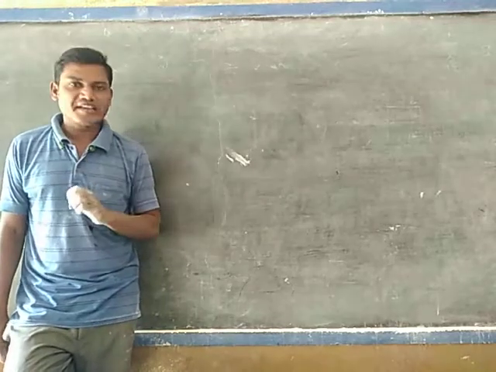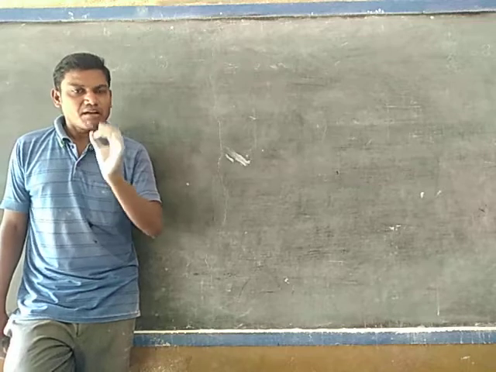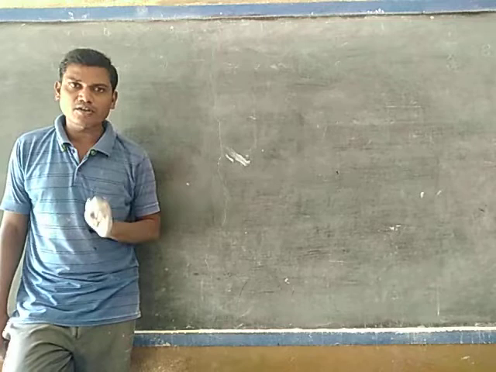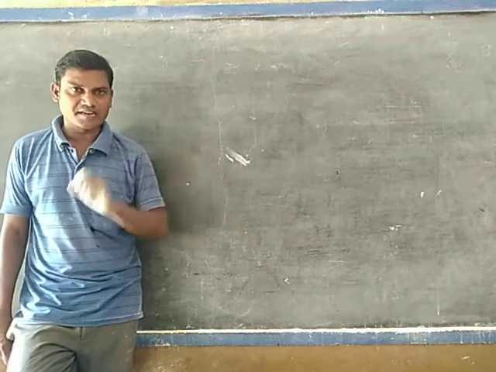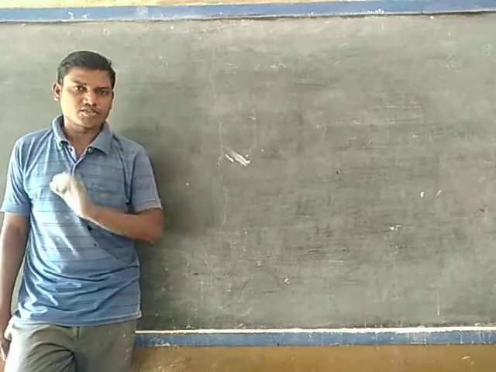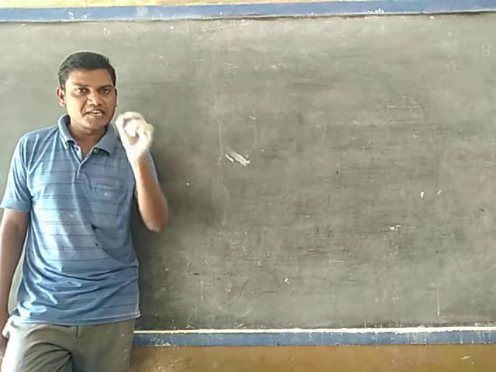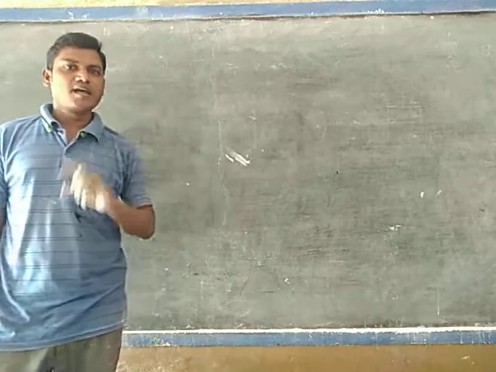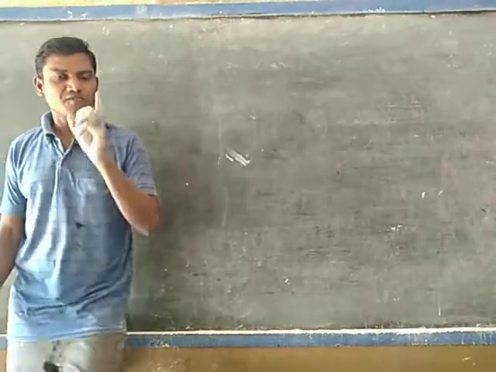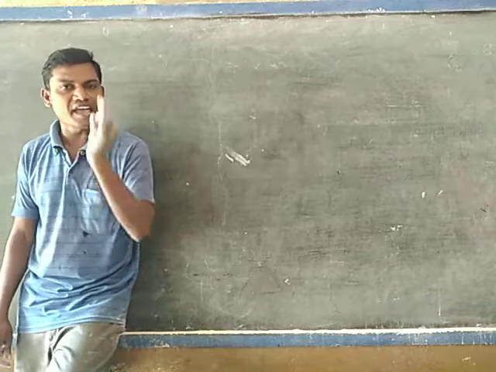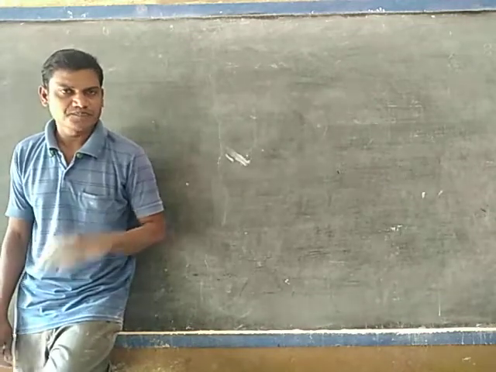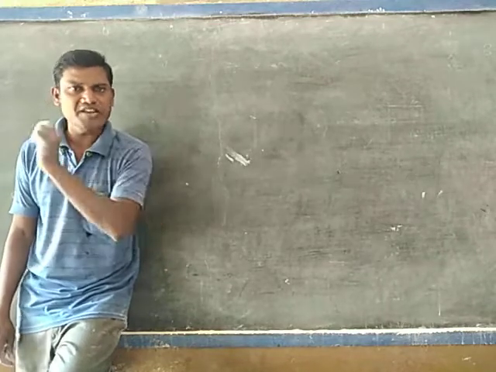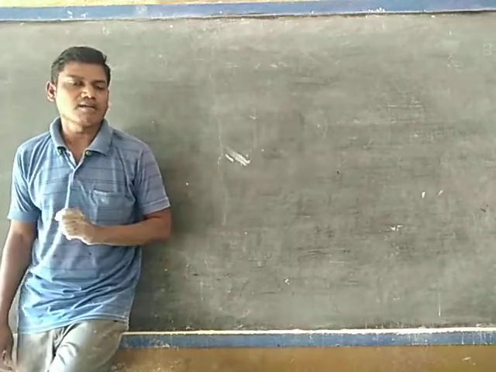Second, contact force depends on the area of contact between the two bodies. On the other side, non-contact force or force at a distance depends on the distance between the two bodies. And third, normal force, muscular force, frictional force and tensional force are examples of contact force. Gravitational force, magnetic force and electrostatic force are examples of non-contact force.